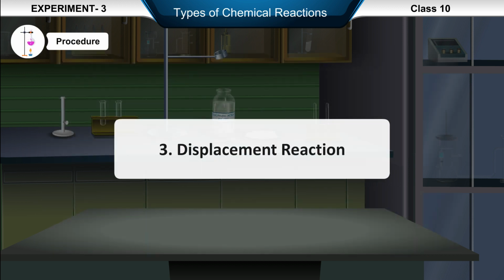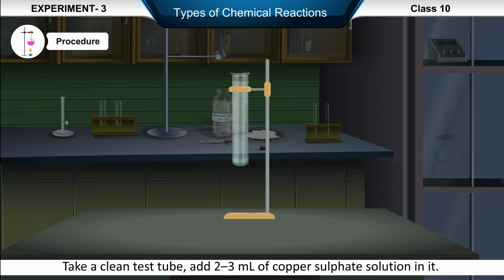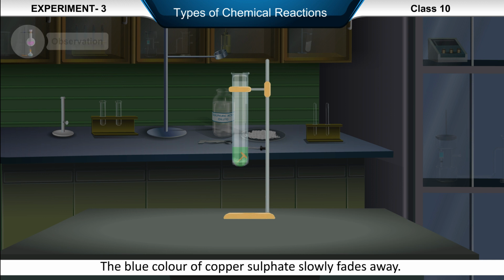3. Displacement reaction. Take a clean test tube. Add 2 to 3 milliliters of copper sulfate solution in it. Keep an iron nail cleaned with sandpaper in it. Place it on the test tube stand and see the changes for about 30 minutes.